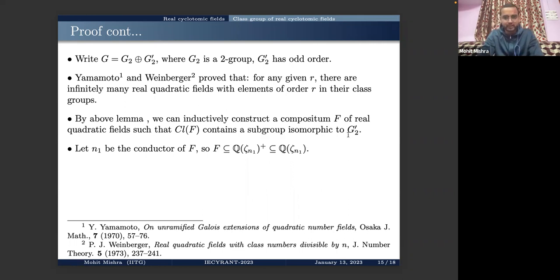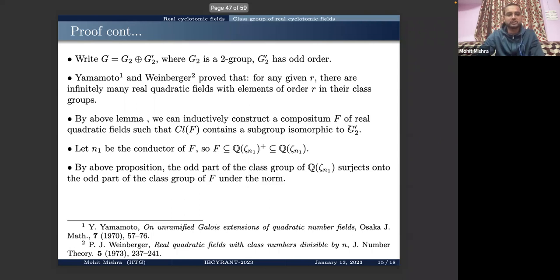So, we know that G2 prime is a subgroup of the class group of F, and G2 prime has odd order. From here, it follows that Q zeta n1 contains this G2 prime as a subgroup. So this odd part has been handled. Now the even part is handled similarly using cyclic cubic fields. So for that, we use a result of Uchida, which says that given any positive integer R, there are infinitely many cyclic cubic fields with an element of order R in their class groups.